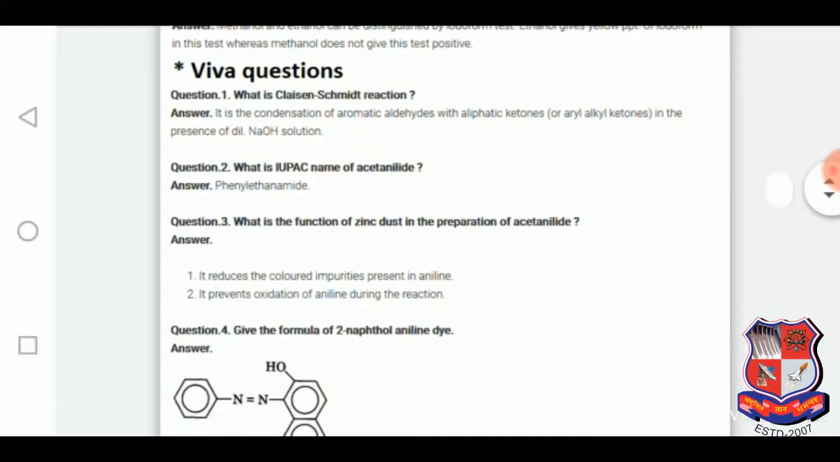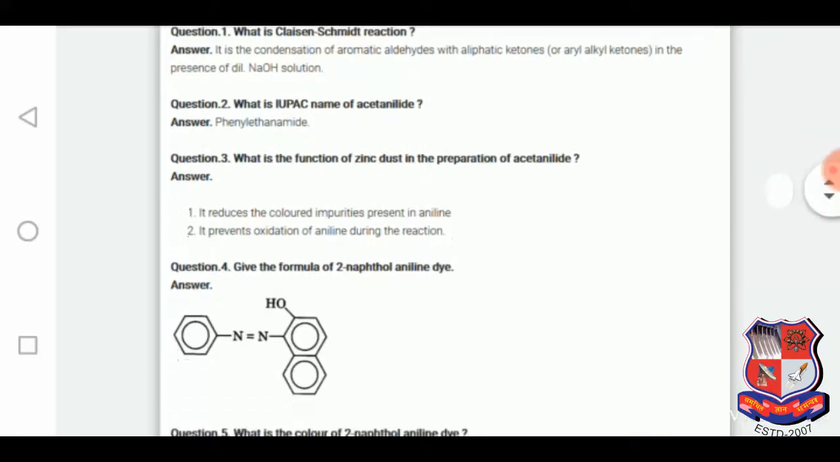Other questions like what is the Claisen-Schmidt reaction? It is the condensation of aromatic aldehyde and aliphatic ketones or aryl alkyl ketones in the presence of dilute sodium hydroxide solution. What is the IUPAC name of acetaldehyde?